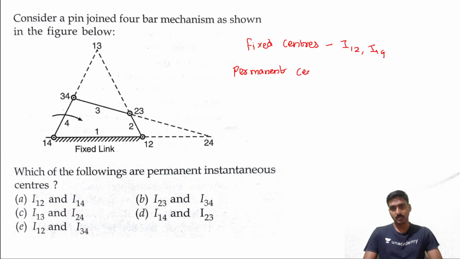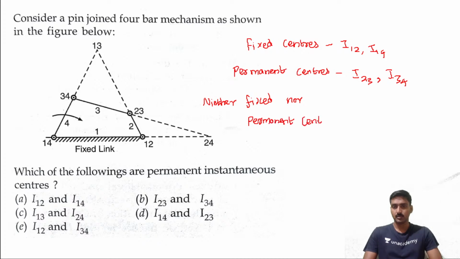Permanent instantaneous centers, what are the permanent centers? I23 and I34. Neither fixed nor permanent centers are I13 as well as I24.